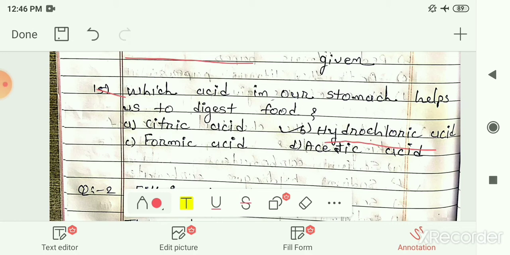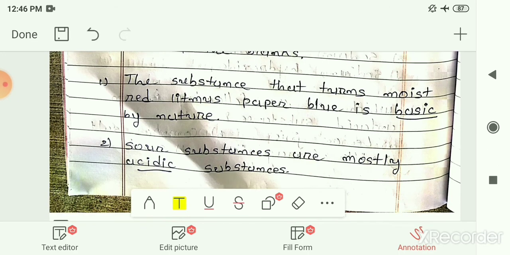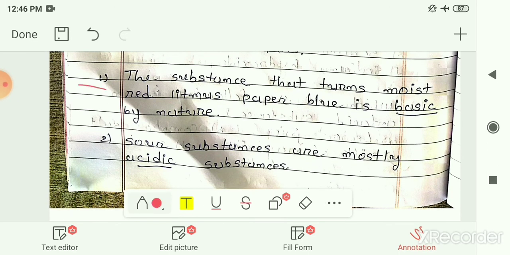Now next is question number 2, fill in the blanks. In the first blank, the substance that turns red litmus paper into blue is blank by nature. So it is basic by nature, the substance which turns red litmus paper into blue. So that is known as a basic substance.